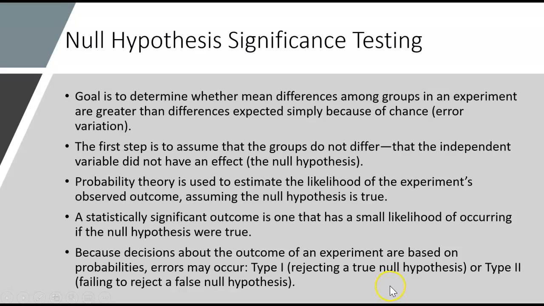So you have to accept that there are certain kinds of errors that might happen. You may reject a true null hypothesis. So you could say, yeah, there's a mean difference and it's something I need to interpret. That would be a type 1 error where you're rejecting a true null, where there actually isn't a reliable mean difference. It's just an error due to error variation in my sample.